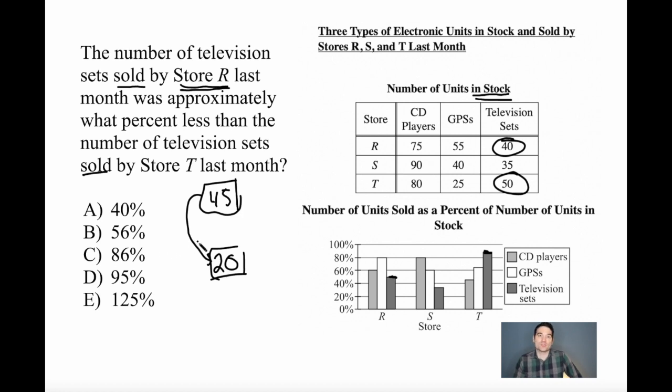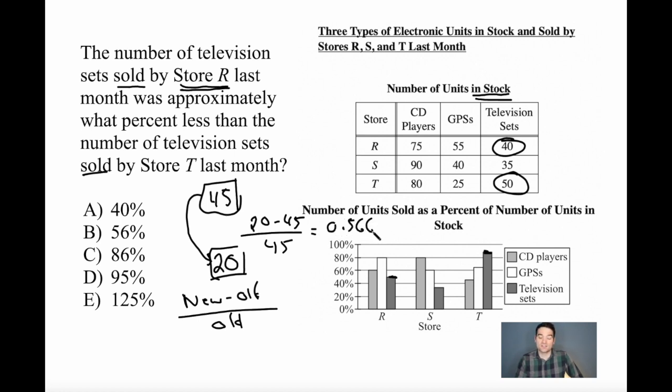Well, there are a few ways to do this. I'm going to use the classic new minus old over old formula. So that's new minus old over old. My new value is 20. My old value is 45. So I'm going to do 20 minus 45 divided by 45. And when I do that, it comes out to about 0.5666, I believe. And so the question is approximately what percent less? So that's going to be answer option B.